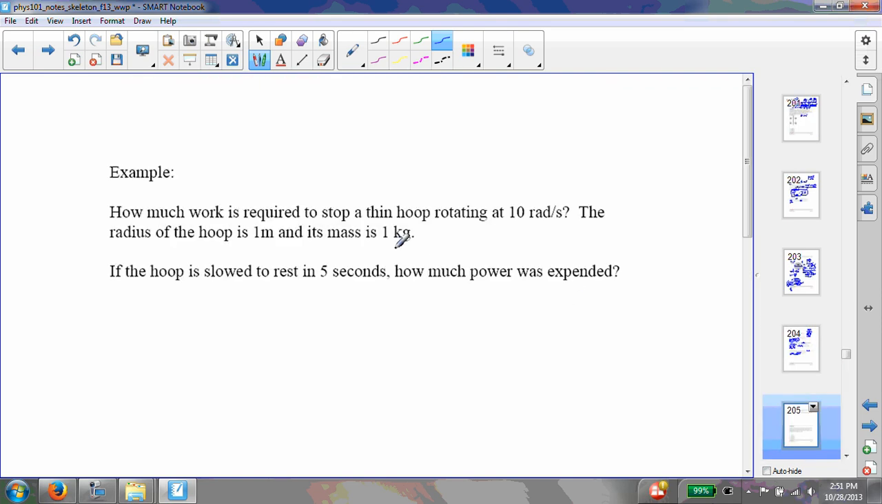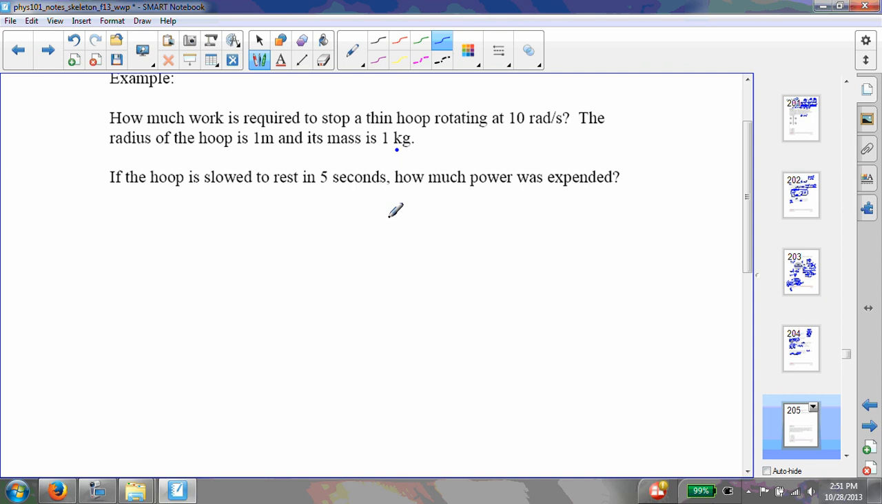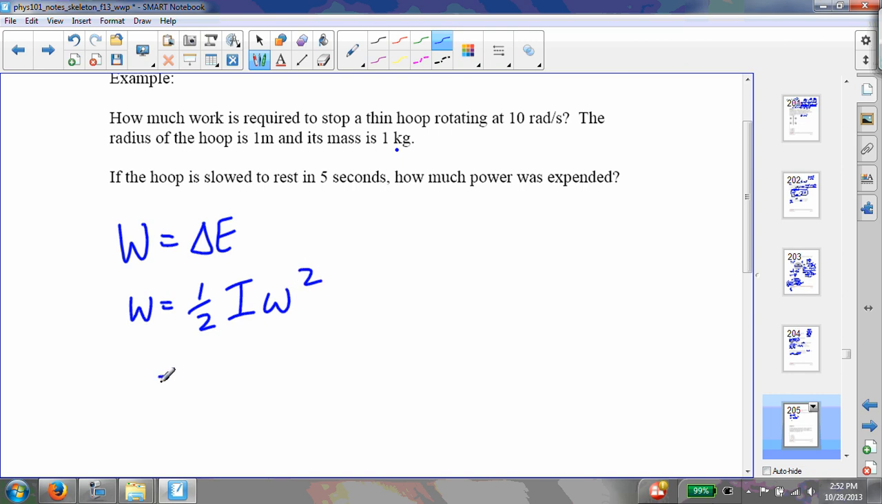So how much work is required to stop a thin hoop rotating at 10 radians per second? And I give the mass and the radius of the hoop. And then if the hoop is slowed to rest in 5 seconds, how much power was expended? Well, I want to know the amount of work required. I know that my work will cause the energy to change. So whatever energy it has right now, I want to expend enough work to take away that energy. And so the work will equal the amount of kinetic energy that it has right now. That's 1/2 I omega squared.